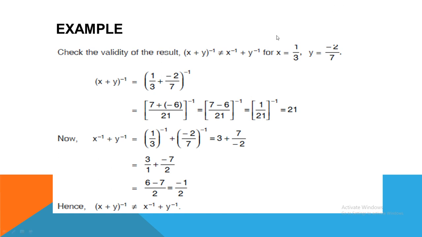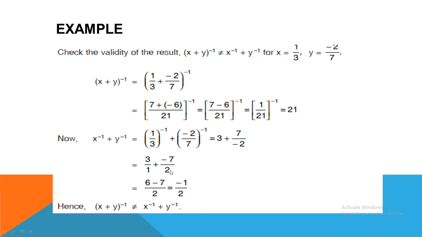Now we have to solve the right hand side. In right hand side we have x reciprocal plus y reciprocal. So x inverse plus y inverse. X value is 1 by 3, its power minus 1. Y value is minus 2 by 7, its power is minus 1. We can't add them. First we have to find their reciprocal. So reciprocal of 1 by 3 is 3 by 1, that means simply 3. Reciprocal of minus 2 by 7 is 7 upon minus 2. Okay. So write this 3 as 3 upon 1 and take this negative sign in numerator. Okay. So minus 7 by 2.